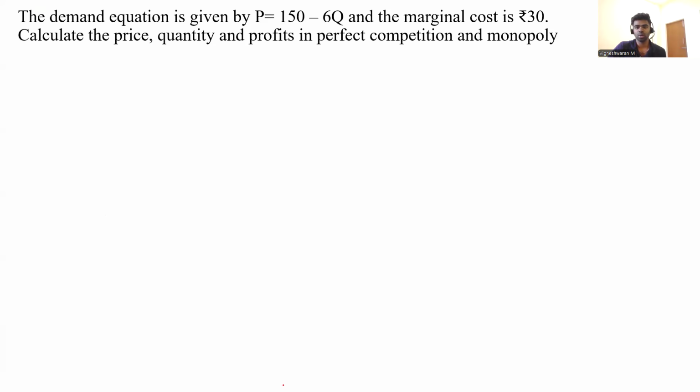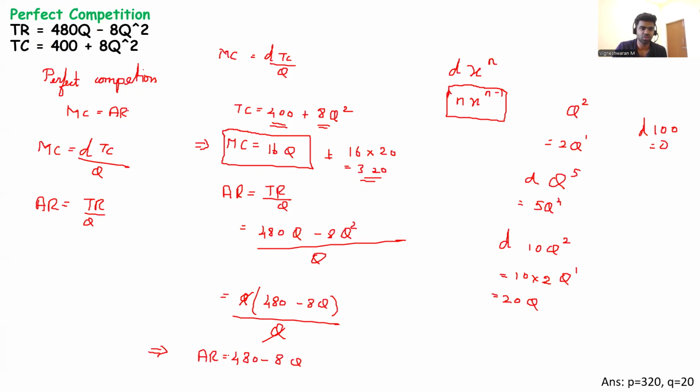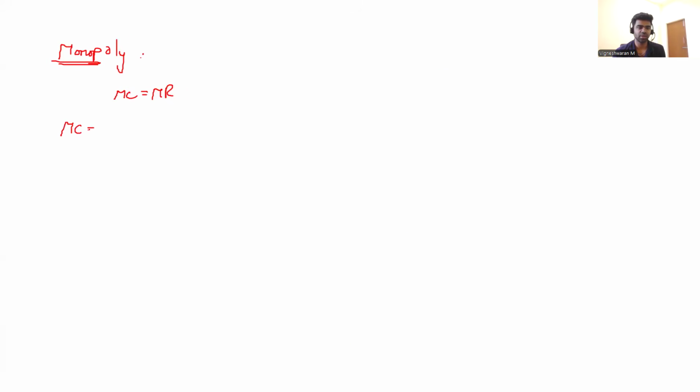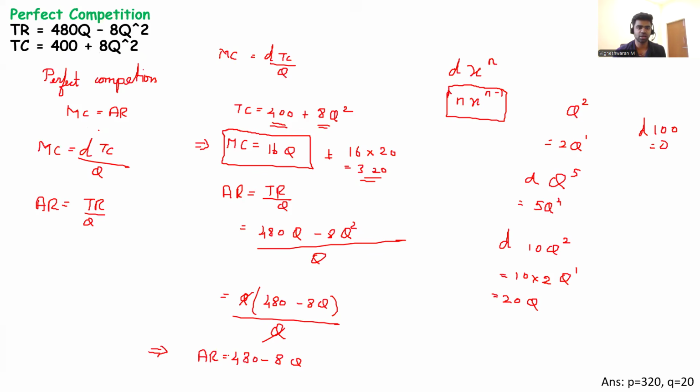Now we will see how to solve a question in monopoly. In monopoly, what will we be equating? We will be equating MC is equal to MR. For this question, we found MC, but MR we didn't find. I will solve for monopoly conditions. So what is MC? MC we already found, it is 16Q.